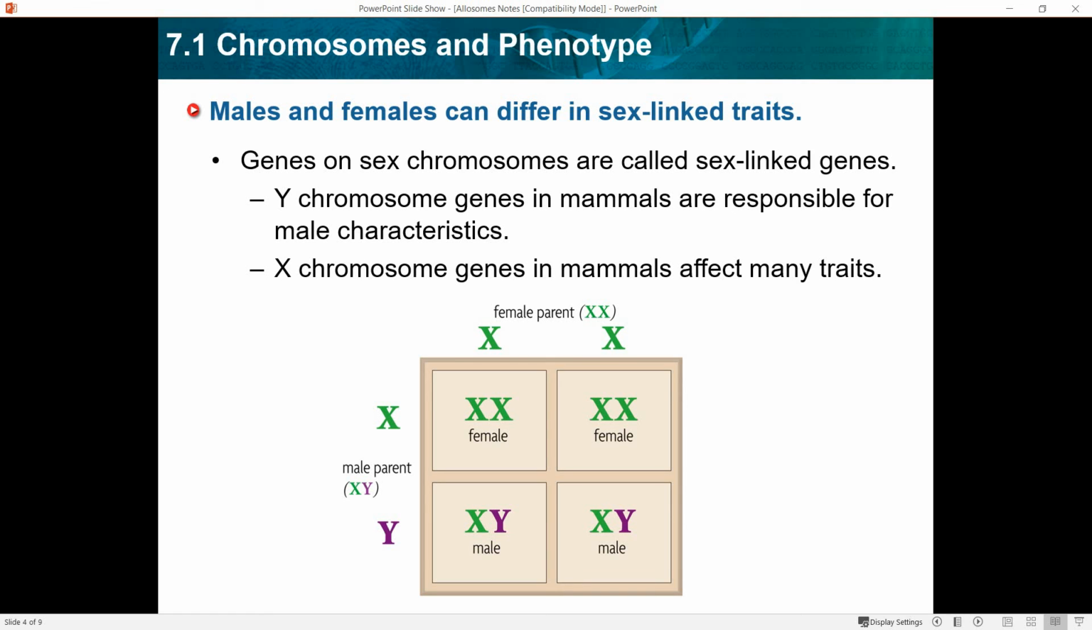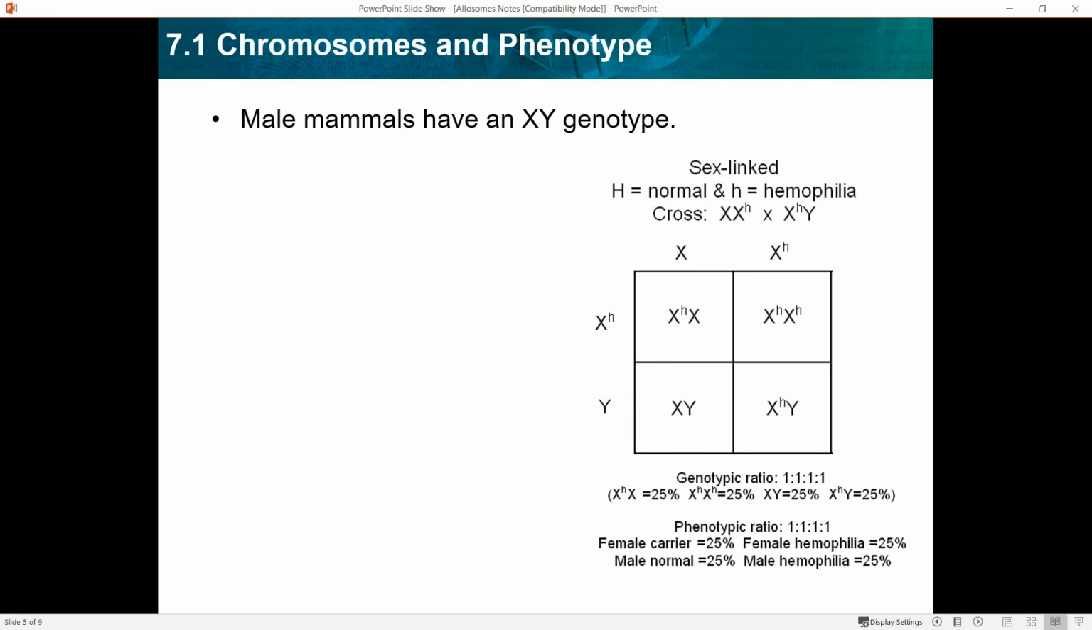So this is an example of just a Punnett square showing the female parent on top, the male parent on the side, and just showing their chances of having female versus male offspring. Now we're going to add the possibility of a sex-linked trait to this Punnett square. So that's what this is right here.